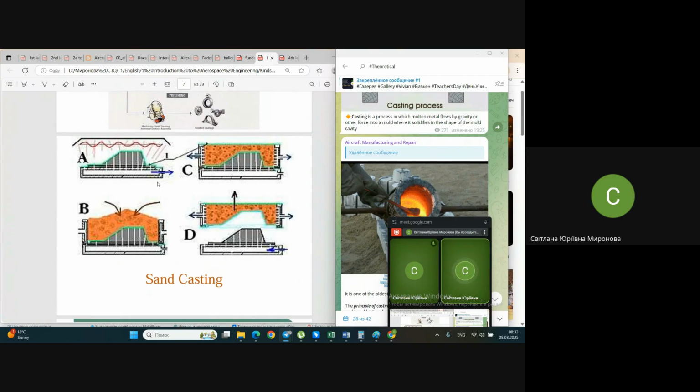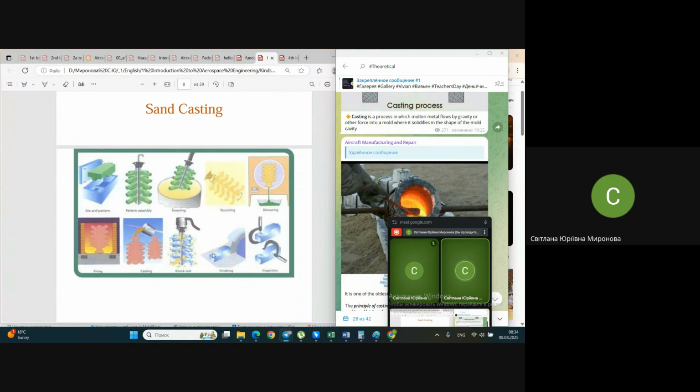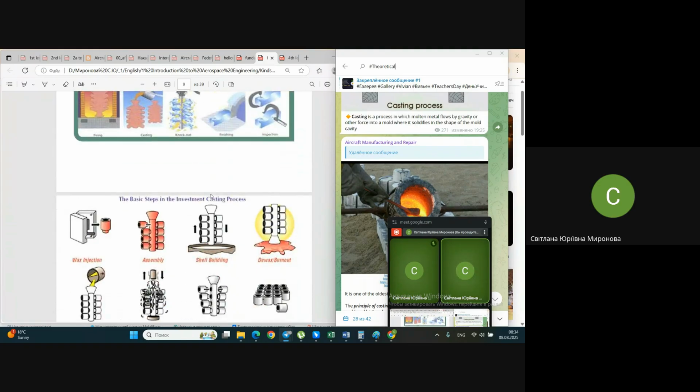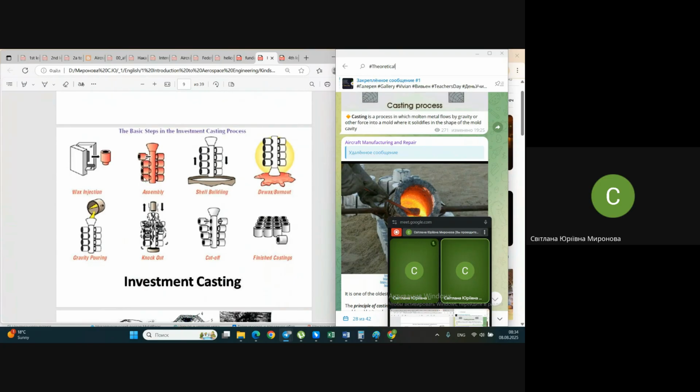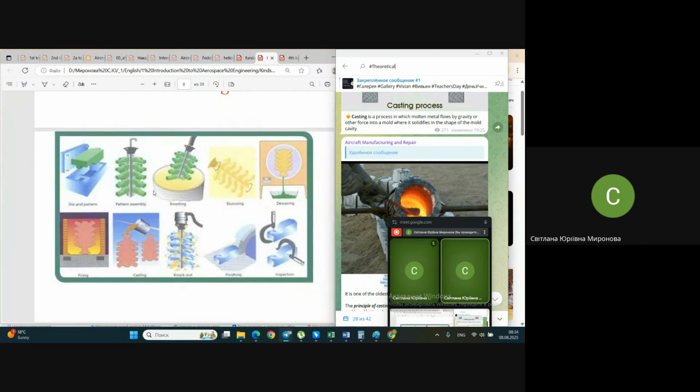And next, what happens? Next, we make something like an envelope surrounding this wax model. This envelope will already be the casting mold, the casting form. It's complicated. Let's use this one.